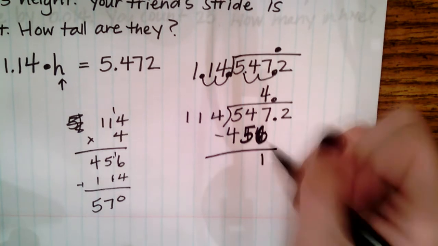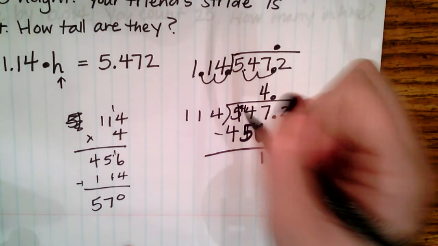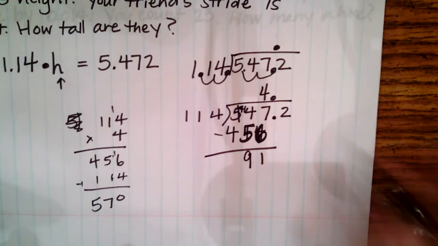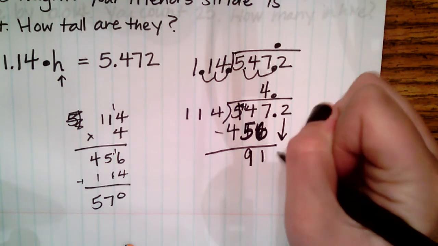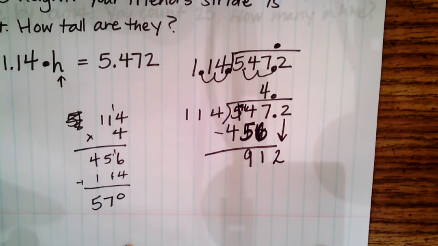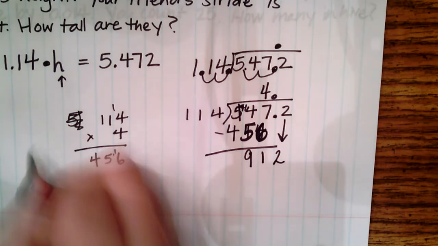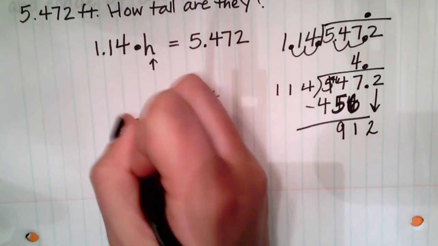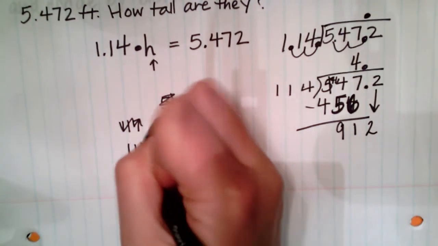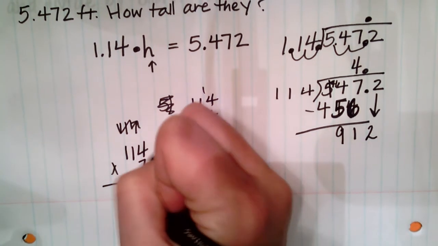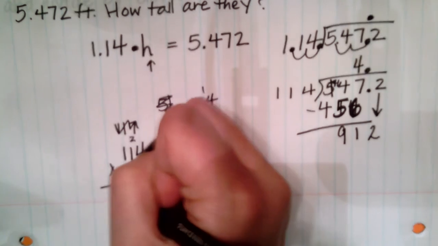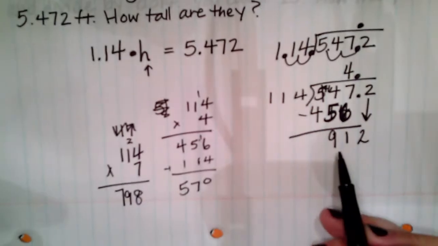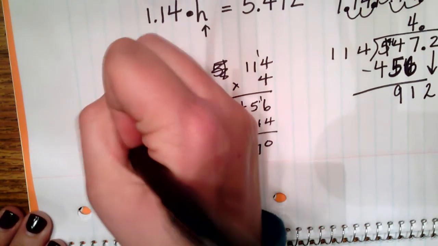7 minus 6 is 1. 4, 14, 91. It's less than 114, so I'm good. Bring down my 2. Okay, so now maybe it's 114 times 798. That's not close enough. I'll do 114 times 8.